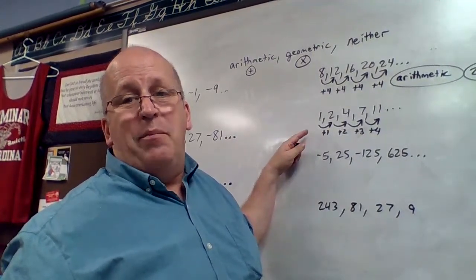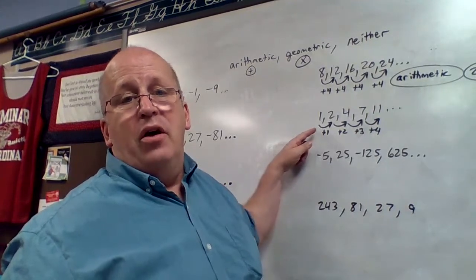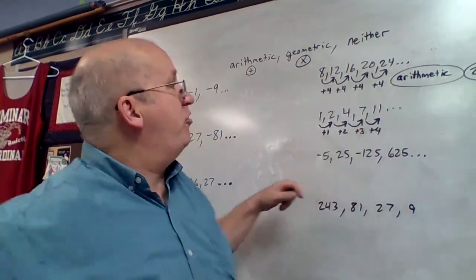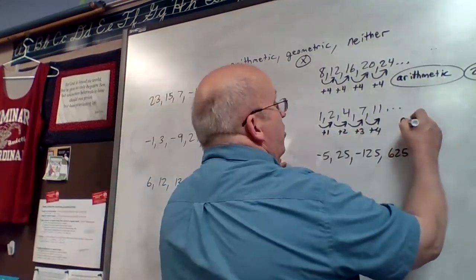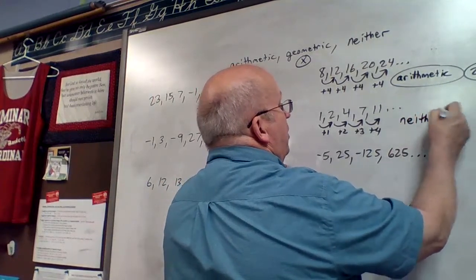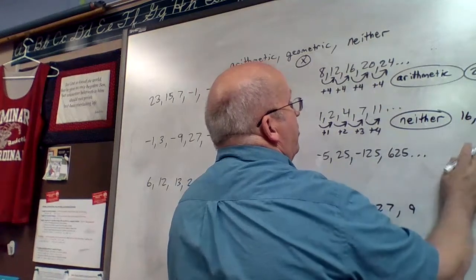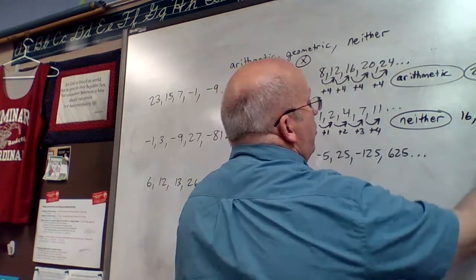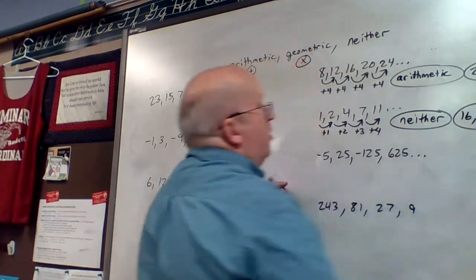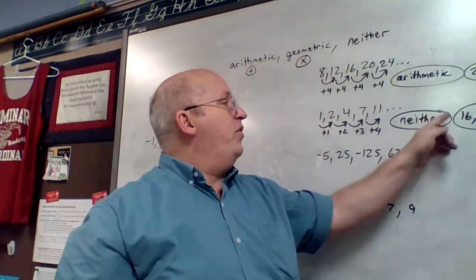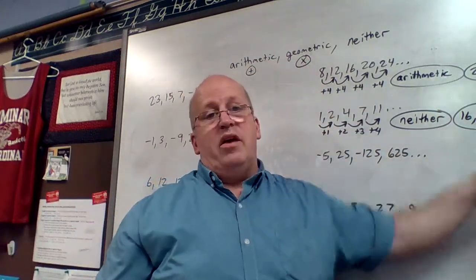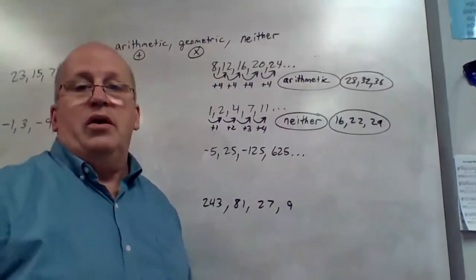This is an adding pattern, but it's an adding pattern of numbers that are different each time. So we would call this a neither pattern because it doesn't follow arithmetic. And the next number in the pattern would be 16, and then 22, and then 29, because we would have to add 5, then add 6, and then add 7 to continue the pattern out.